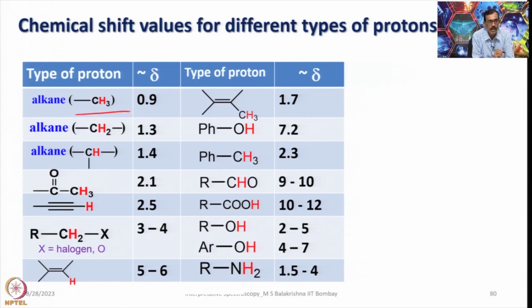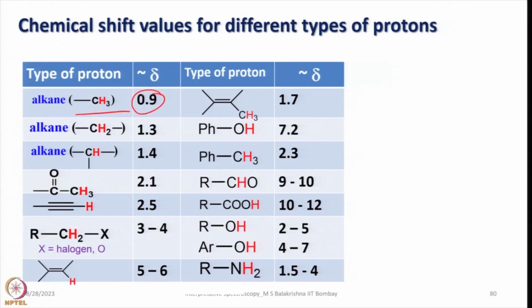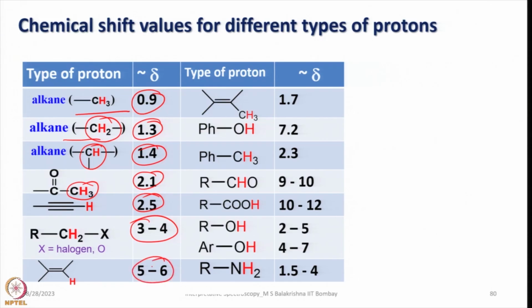You can see here methyl groups in alkane come around 0.9, and in alkane again if you look into CH2 groups it comes around 1.3, and CH will be coming at 1.4. And then if you have a CH3 group next to a carbonyl group, it comes around 2.1, and if it is next to acetylene, it comes around 2.5. Next, what happens if CH2 is next to halogen or oxygen, it will be in the range of 3 to 4, and next in the olefin, a sudden jump is there, it is 5 to 6, and then when we have a methyl group in an olefin, it is again 1.7.